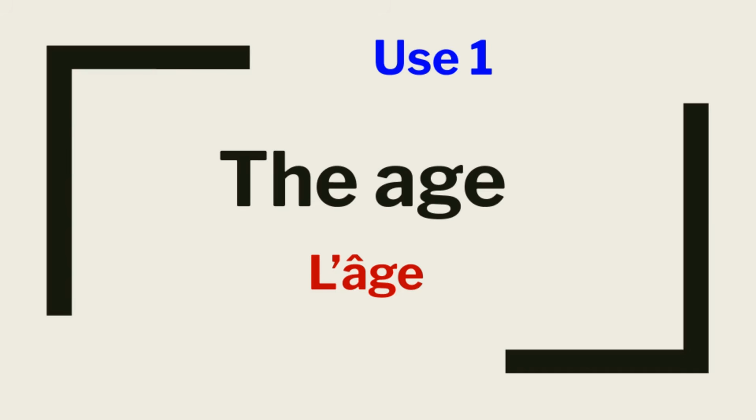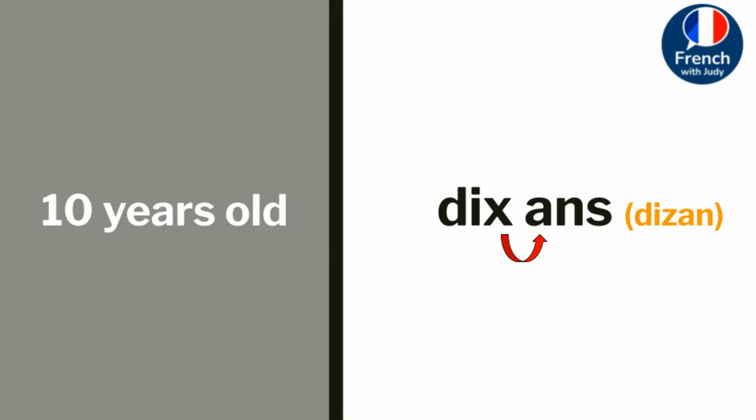In French, we use the verb avoir to express the age. For example, to say 10 years old is dix ans. The X is pronounced Z because it links with the vowel in ans, called liaison. A nasal vowel: you don't pronounce that N fully, instead air comes out through the nose. Dix ans.